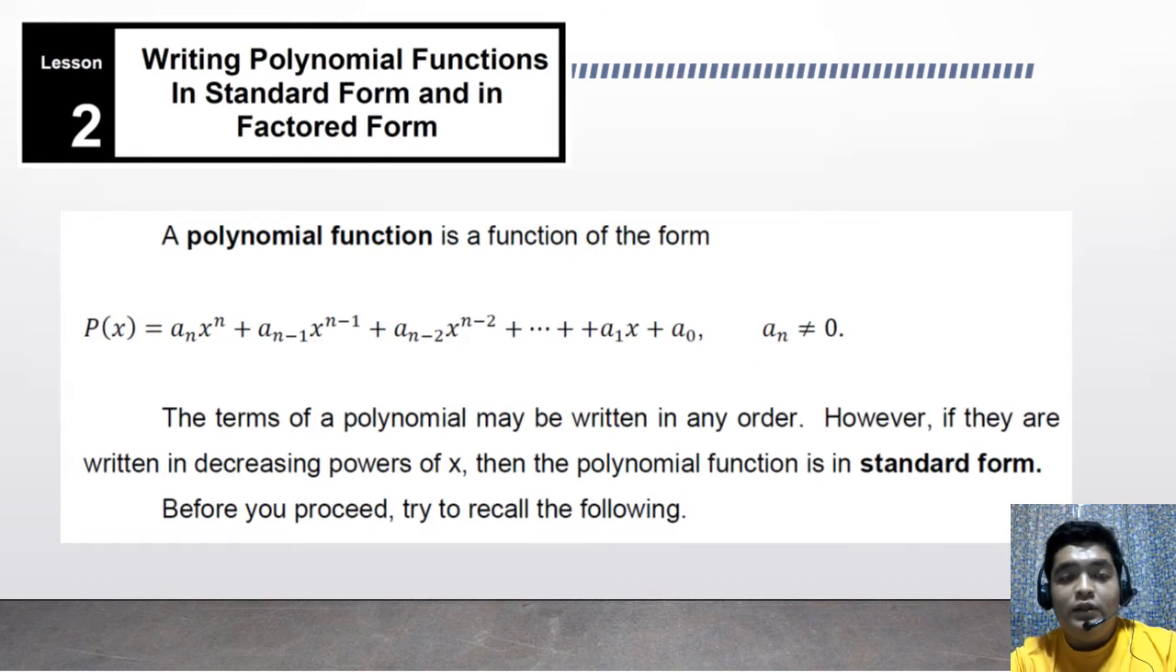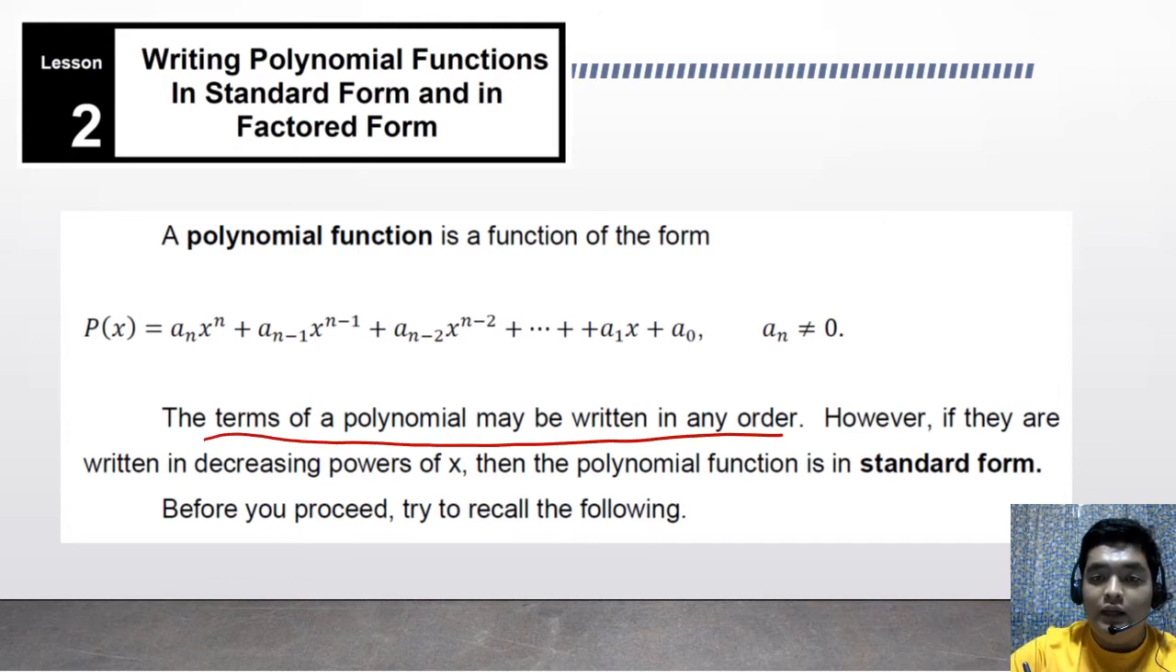Okay, so our lesson 2 is writing polynomial functions in standard form and in factored form. So a polynomial function is a function of the form like that. And the terms of a polynomial may be written in any order. Again, the terms of a polynomial may be written in any order. However, if they are written in decreasing powers of x, again take note, decreasing powers of x, then the polynomial function is in standard form.